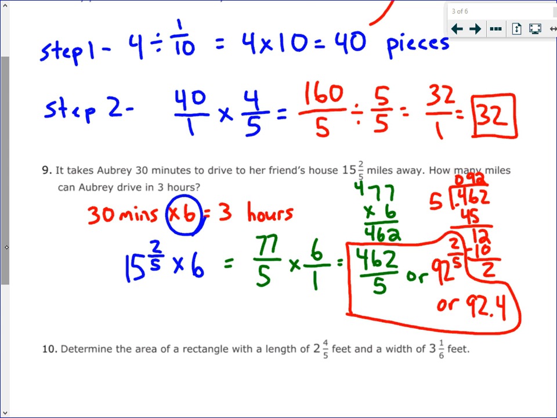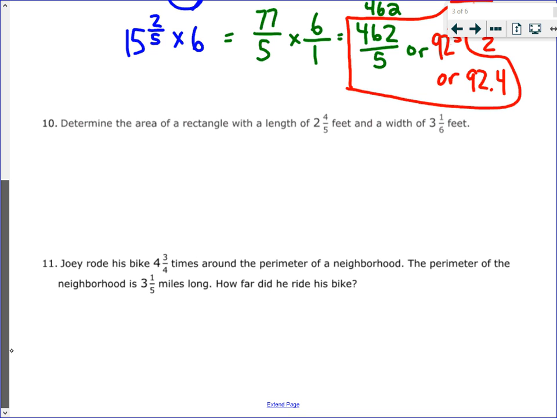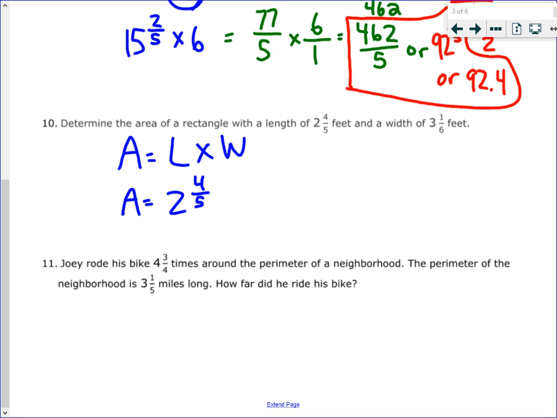All right, let's take a look at number 10. Determine the area of a rectangle with a length of 2 4/5 feet and a width of 3 1/6 feet. Remember, when you're finding the area of a rectangle, you need to use the formula, and area is equal to length times width. So in this case, we're just multiplying 2 4/5 times 3 1/6.